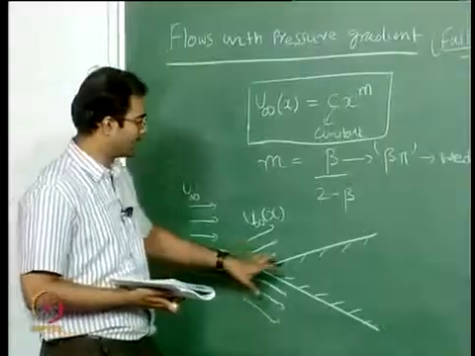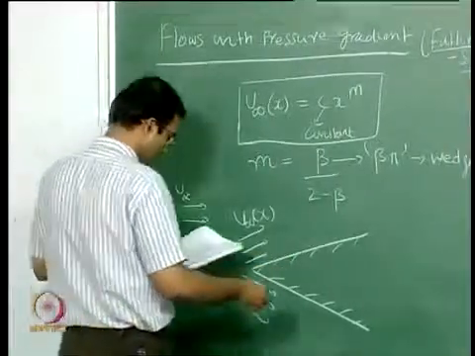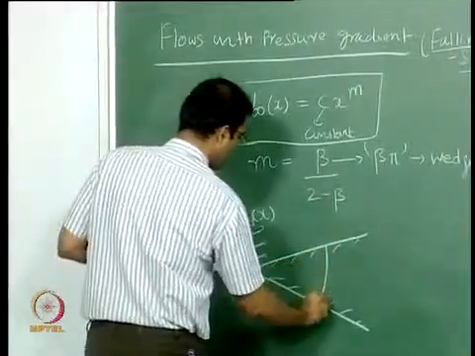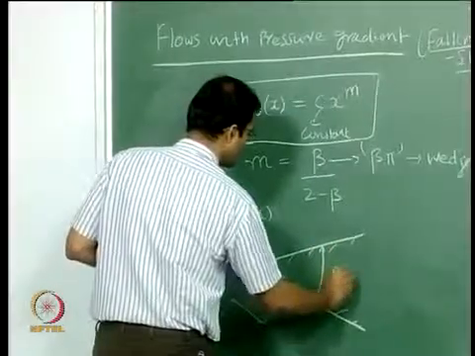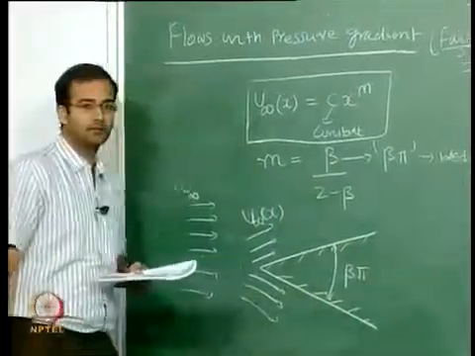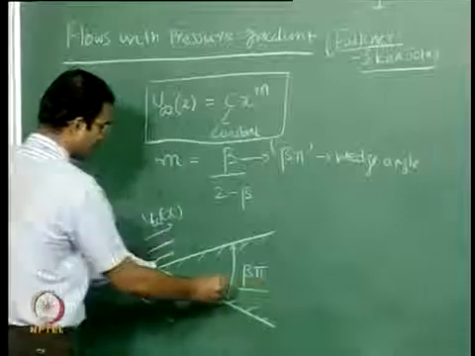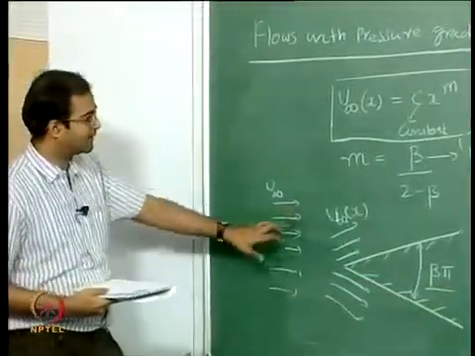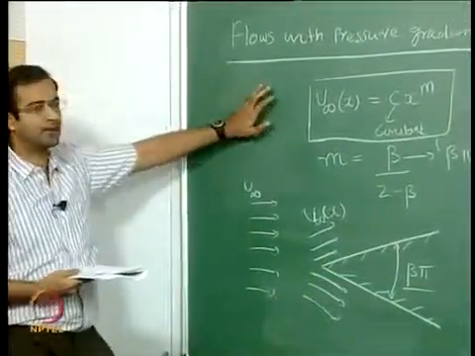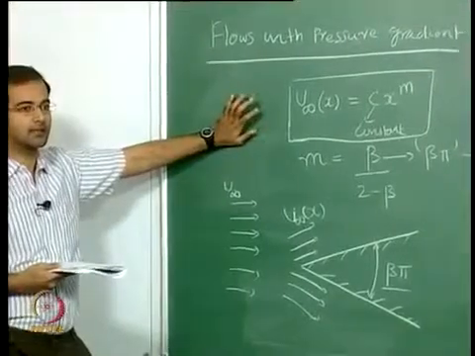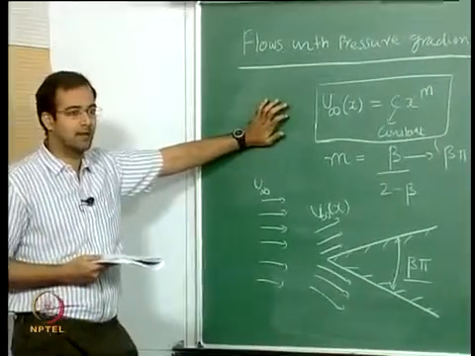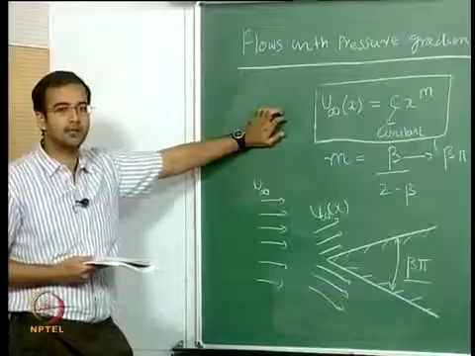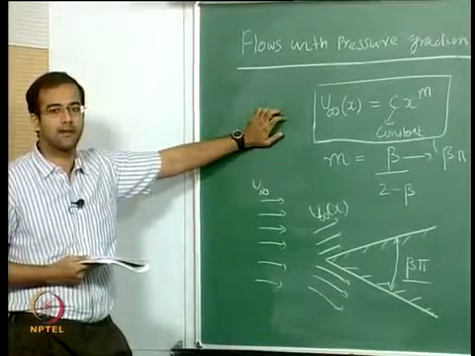And this profile is described by this relation C x power m. For this kind of case, what is the wedge angle? So this is your wedge angle beta pi. This is a general configuration for which Falkner and Skan have shown the similarity solution, and you can derive special cases of this particular solution.